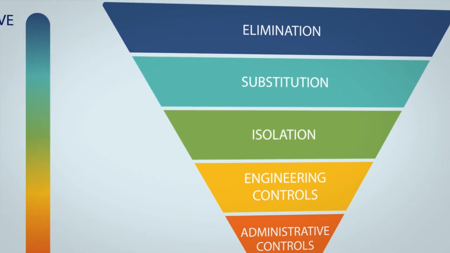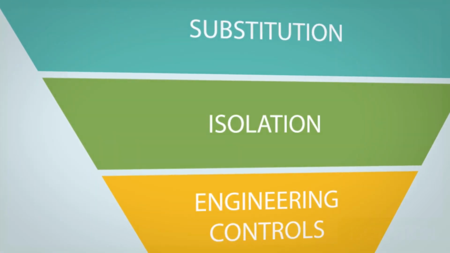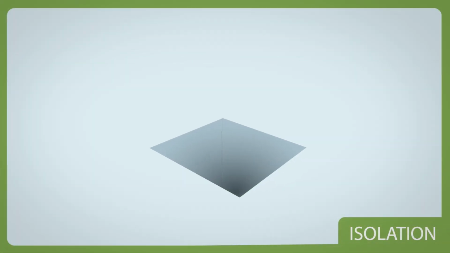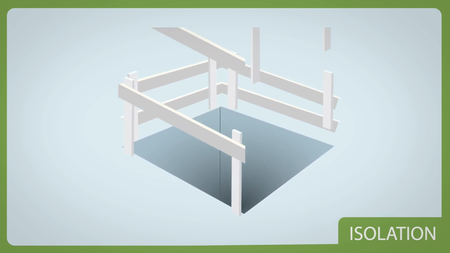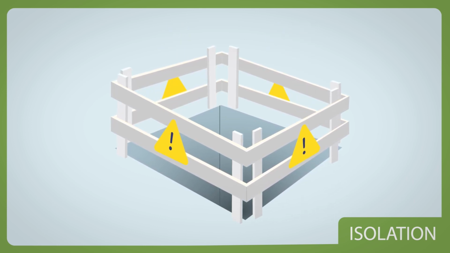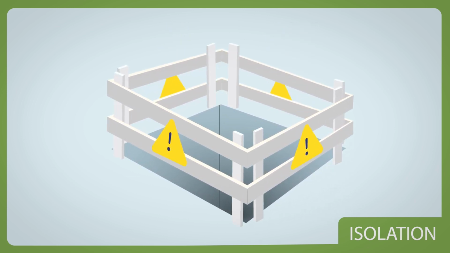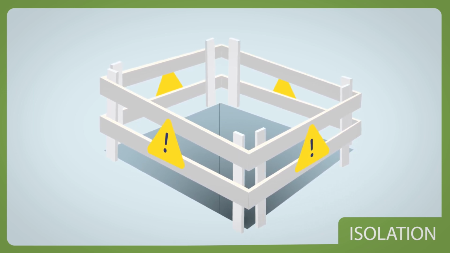If both elimination and substitution cannot be implemented, isolation should be the next step. This is where the hazard is separated from the people at risk by isolating it. Erecting barriers around open holes or trenches would be an example of effective isolation. The hazard still exists, but the risk of exposure has dramatically reduced.